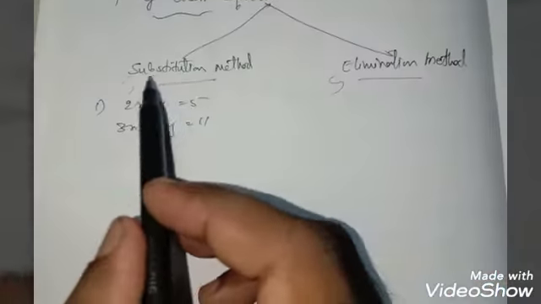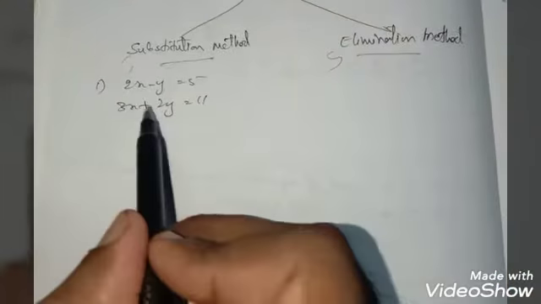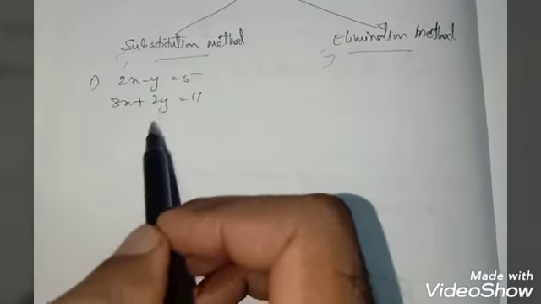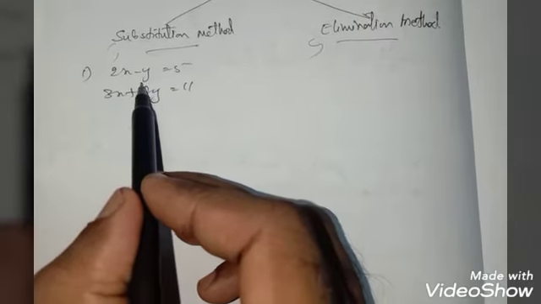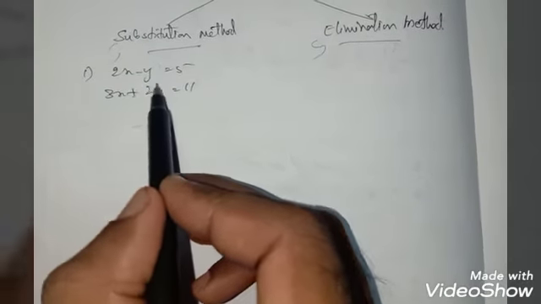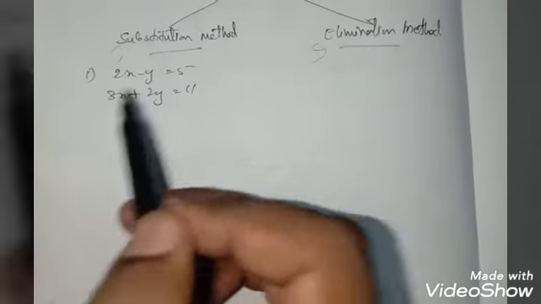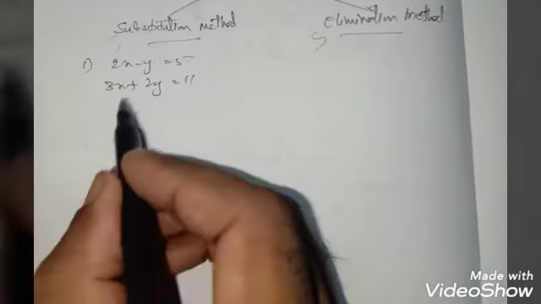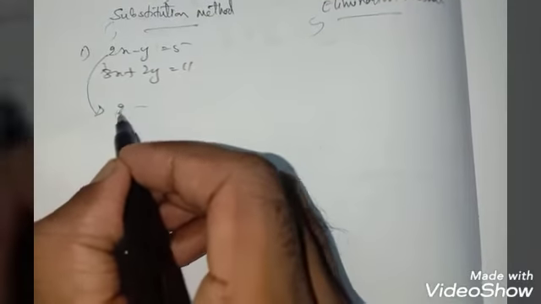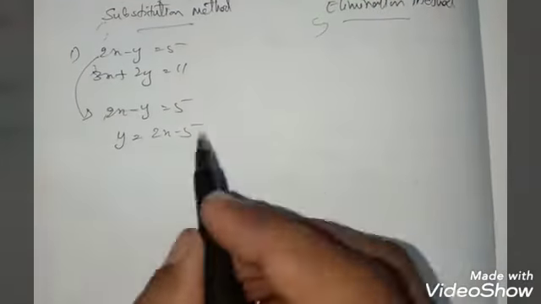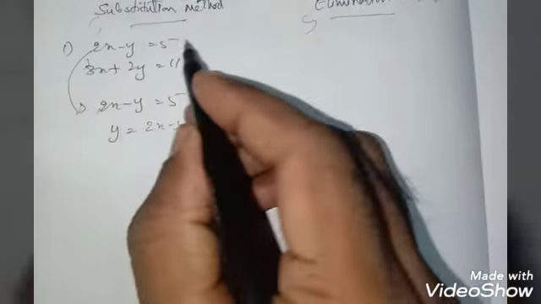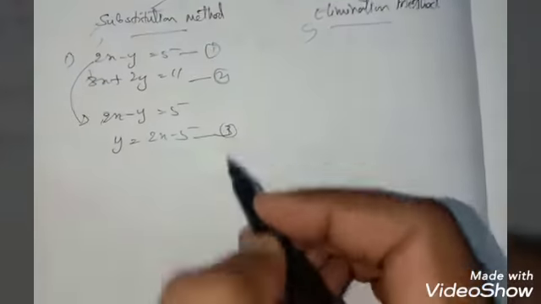Now how to solve by the substitution method? In the substitution method, you have to take any one of the equations and convert it in either x or y. Here there is no coefficient along with y, so it is easy for me to convert in y, right? So if I take the first equation, that is 2x minus y is equal to 5, I can write this as y is equal to 2x minus 5, right? So this will be the first equation, this will be the second, and this will be the third.